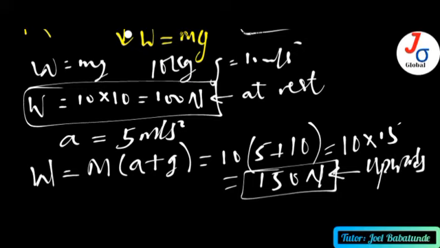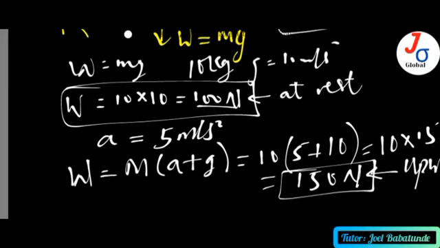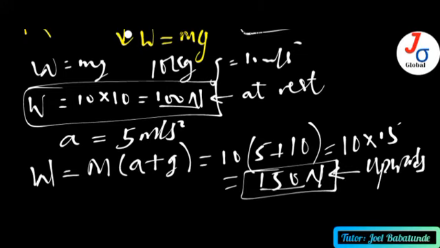So what do you see? This is at rest, 100 newtons; upwards, 150 newtons. So you see that as it moves up with a particular acceleration against gravity, the apparent weight of the man is increasing.